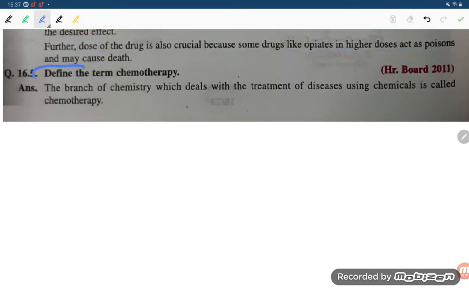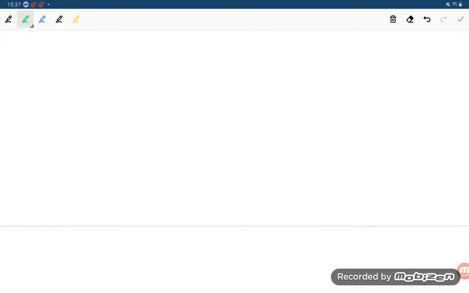Okay, student. Define the term chemotherapy. The branch of chemistry which deals with the treatment of disease using chemicals is called chemotherapy. Okay. Again, you can read out, student. The branch of chemistry which deals with the treatment of disease using chemicals is called chemotherapy.